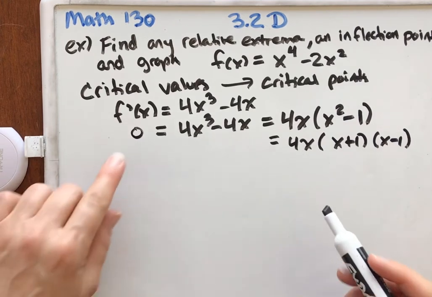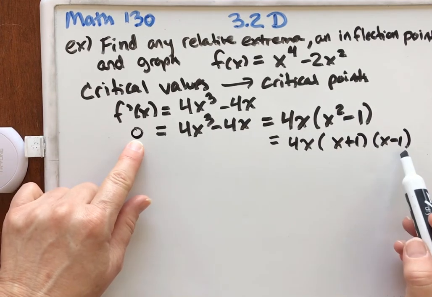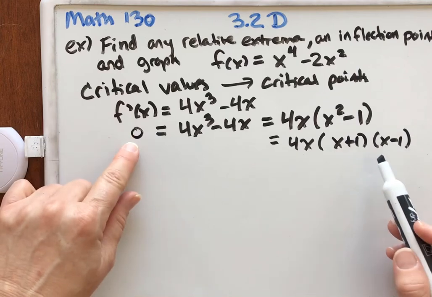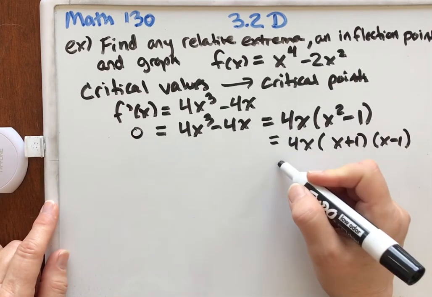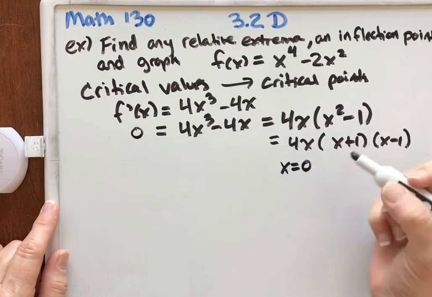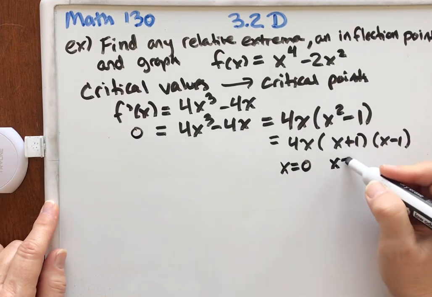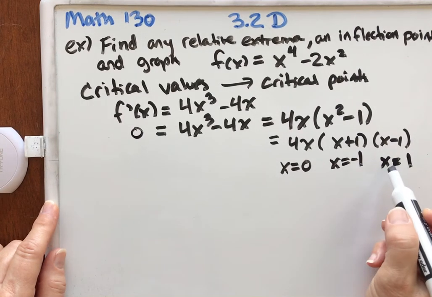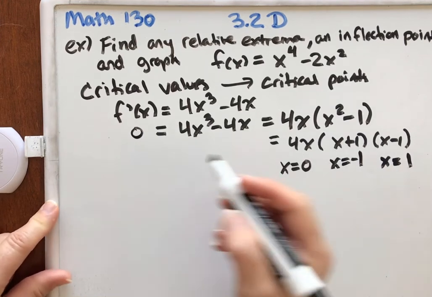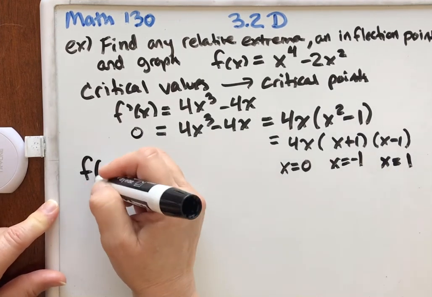All right, so now we find all x for which f prime of x will equal 0. So x would equal 0 here, x would equal negative 1 here, and x would equal 1 here. So these are our critical values. Now we want to find our critical points. So we put in our values.